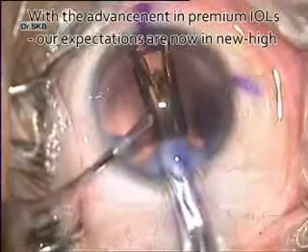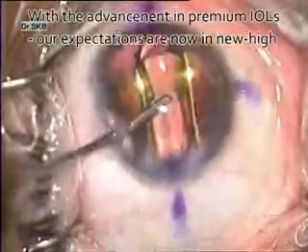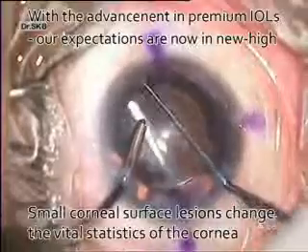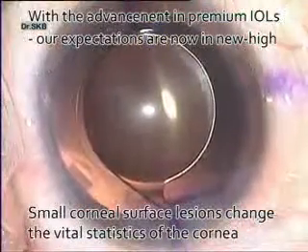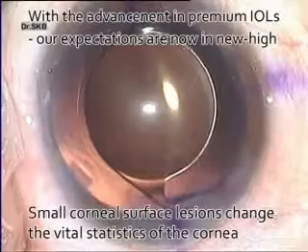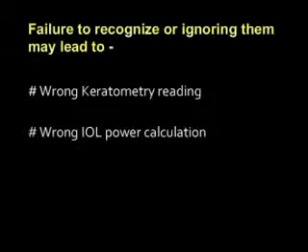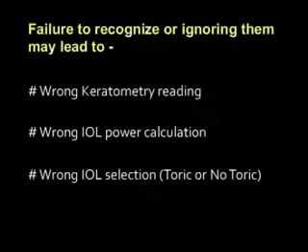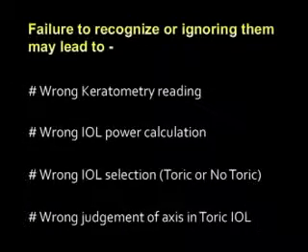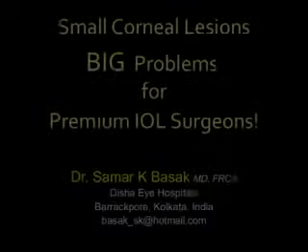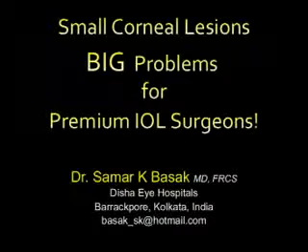With the advancement in premium IOLs, our expectations are sky high. Small corneal surface lesions are often important as they can change the vital statistics of the cornea. Failure to recognize or ignoring them may lead to wrong keratometry reading, wrong IOL power calculation, wrong IOL selection like toric or no toric, or wrong judgment of axis in toric IOL. This video will show some small corneal lesions, big problems for premium IOL surgeons.